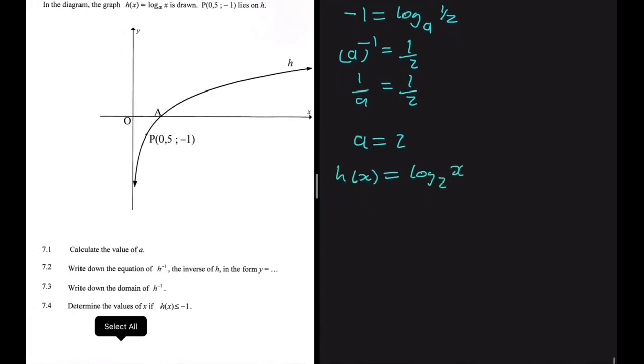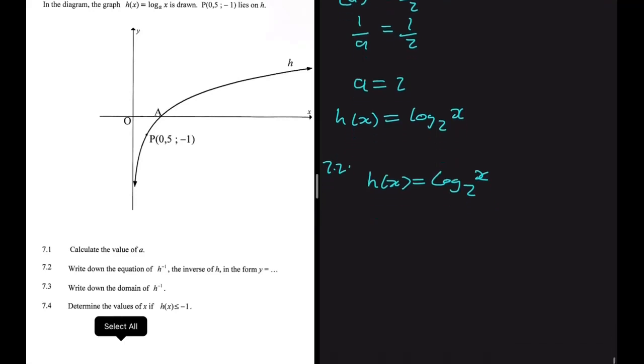And then now moving to 7.2. 7.2 is saying that let's write down the equation of h inverse, the inverse of h, in the form y is equal to. So as we have already established, h of x is equal to log of x base 2. So in order to find the inverse, you swap x and y, and solve for y. So let's go ahead and do that so that you can see what I'm talking about. Instead of having h of x, we're going to put x there.